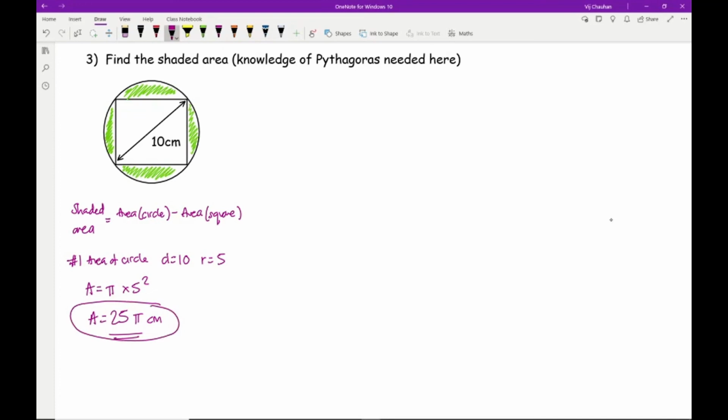Then to work out the area of the square. Now for the area of the square it's a little bit difficult because I don't know what the lengths of this square are, and that's why I need to use Pythagoras. So to work out the area of the square I need to know those two lengths. Now I know that this is 10 and I know that these two sides here are going to be the same length. So using Pythagoras I've got x squared plus x squared equals 10 squared. So I've got 2x squared is going to equal 100. So x squared is going to equal 50. And so x equals the square root of 50.